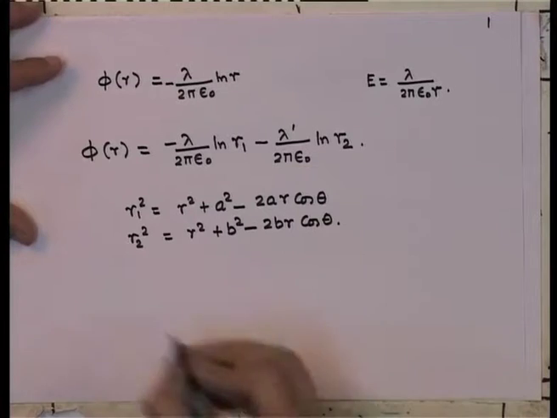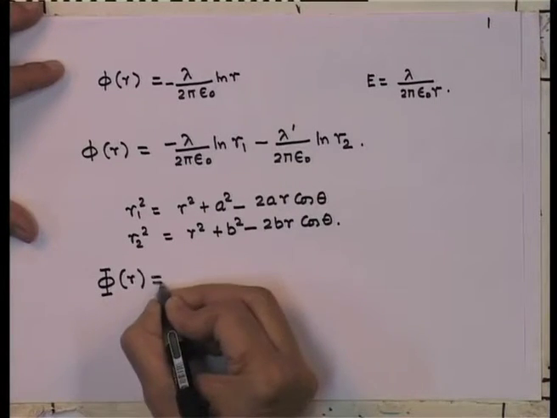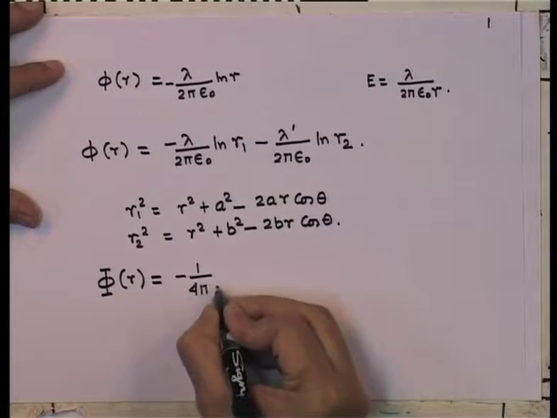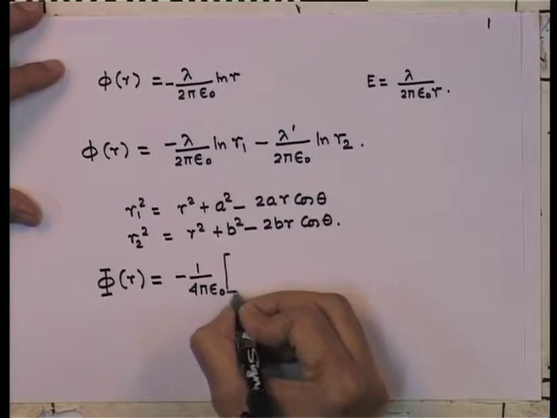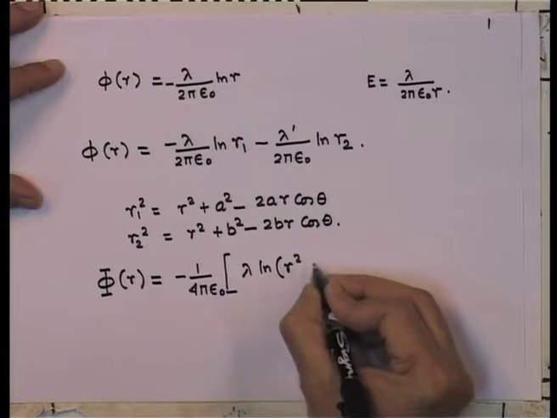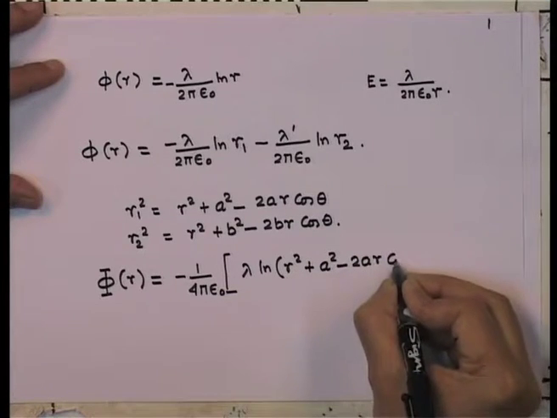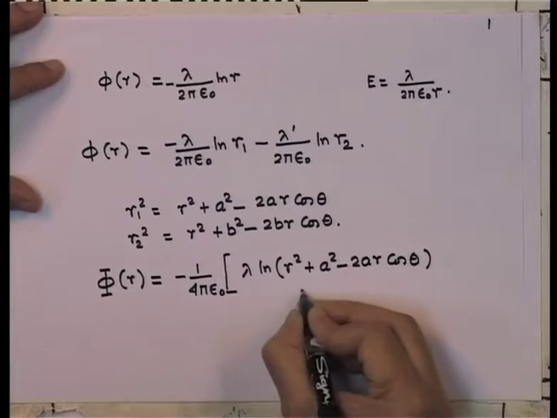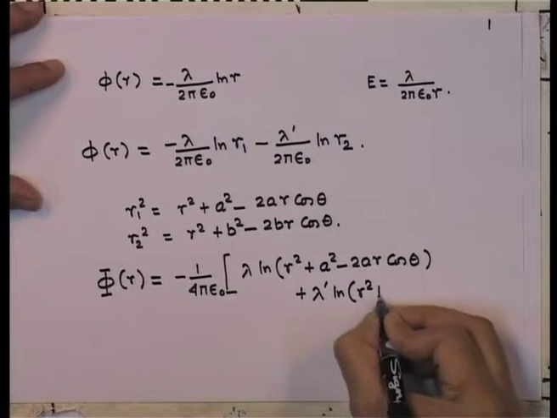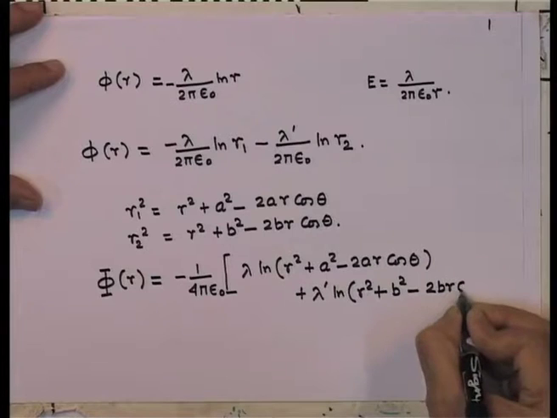So, the potential then at an arbitrary point r is given by, let me take out minus 1 over 4 pi epsilon 0 common, and I have lambda logarithm of r square plus a square minus 2 a r cos theta, plus lambda prime logarithm of r square plus b square minus 2 b r cos theta.